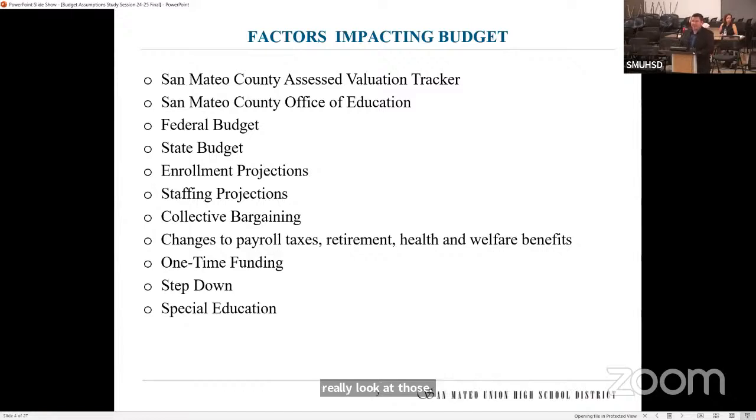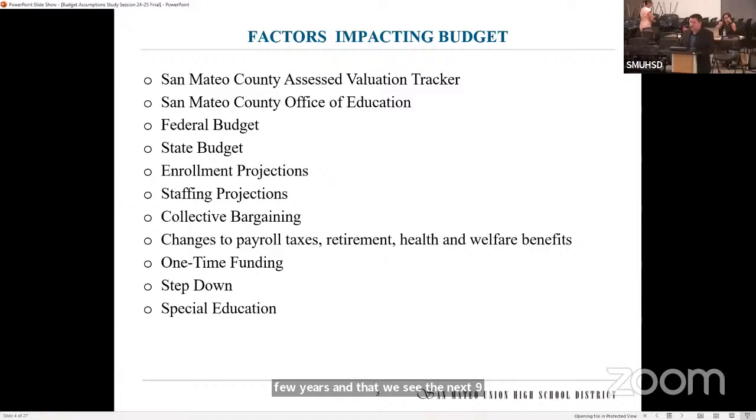So factors impacting the budget, I'll just hit on a couple. The number one thing that I'm always looking at pretty much daily is the assessed valuation tracker. That's on our secured taxes, which all of our taxes are approximately 80% of our revenue. So really monitoring that. Our enrollment projections, as I noted, we're projecting a slow decline over the next year based on the population of our partner districts that we've seen over the last few years, and that we see the next 9 years.